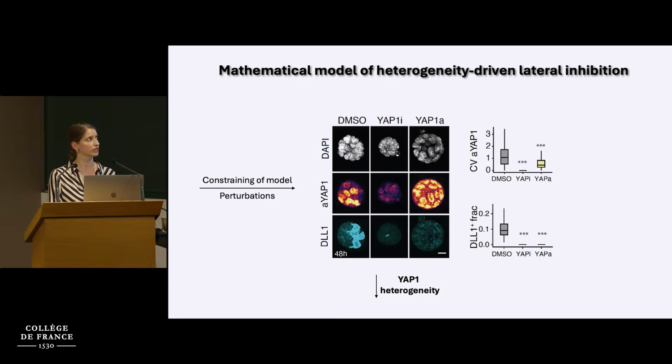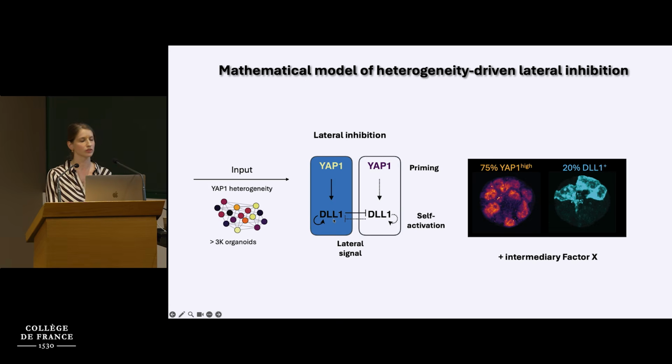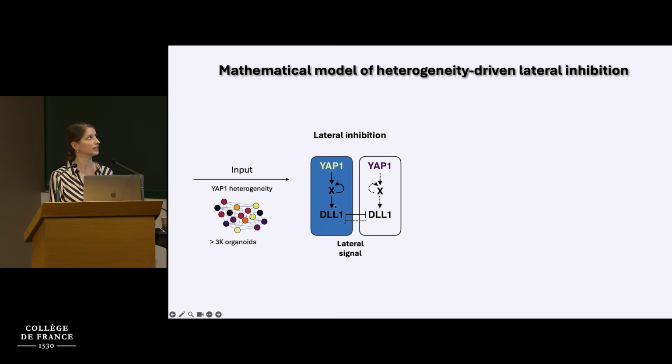So using this perturbation data plus the heterogeneity data of organoids, a more simplified version of the model actually looked like this, where we need to have two simplified cells, a delta positive and a negative cell, where we see that YAP activity primes delta, and delta needs to undergo a self-activation mechanism, and it of course inhibits its neighbor. Now from biological data, we couldn't really find a direct connection between YAP and delta, any binding for instance. So in order to explain these ratios, we needed to integrate an intermediary factor that we call factor X in between YAP and delta.